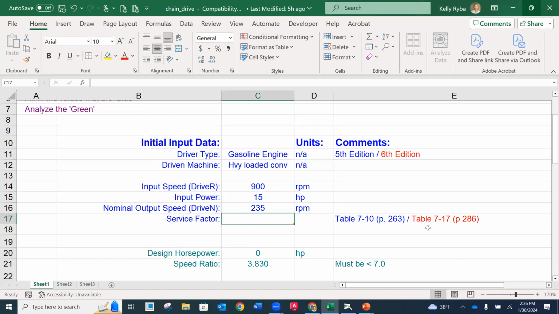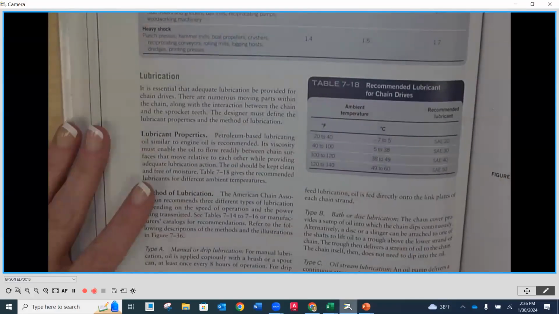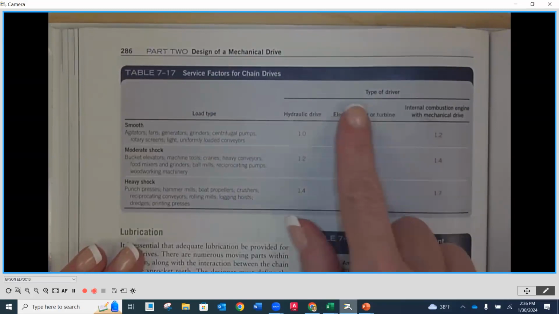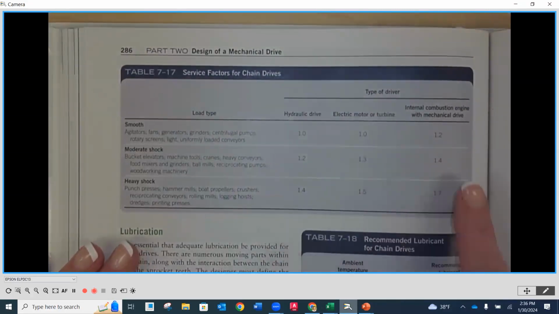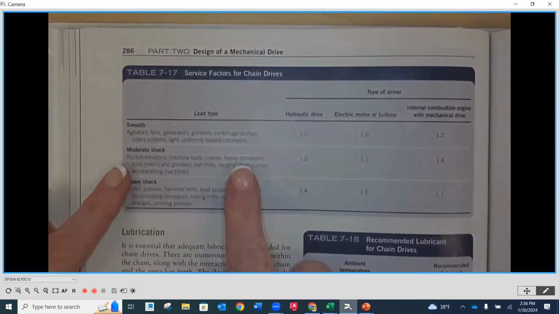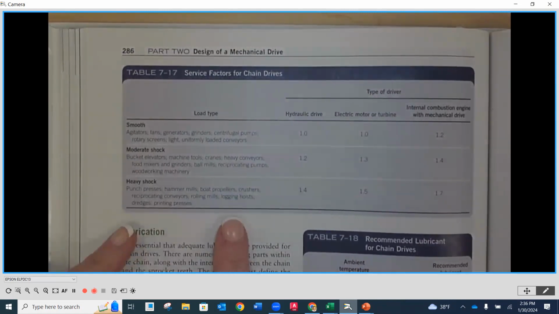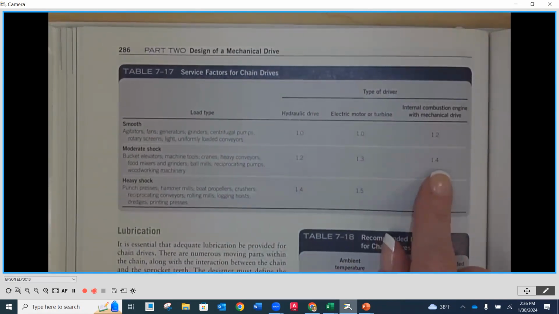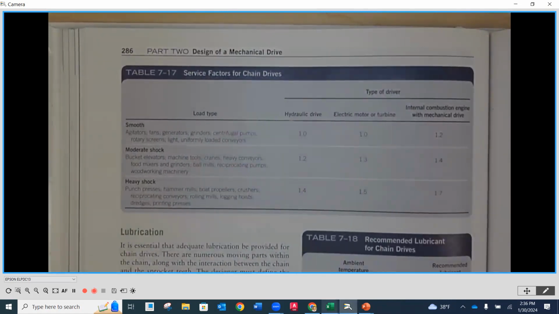You'll notice that it says we need to go to Table 7-17 on page 286. Right above that problem statement, we are going to find our service factor. Again, this is looking at that input and that output and the chances of bad things happening. As we look here, we're going to find our driver type. Our driver type is a gasoline engine, so it's going to be in the last column. And then we have heavily loaded conveyor. Probably moderate shock. We see heavy conveyors here, right? Yeah. So we're going to go all the way over to the right. 1.4 seems to be a good number based on the description we have.